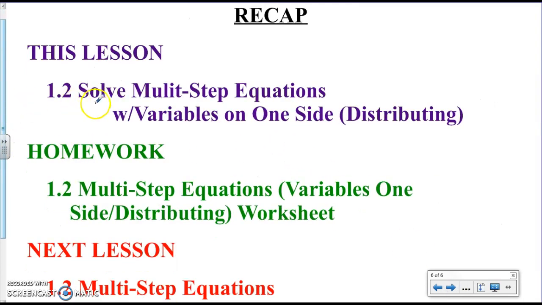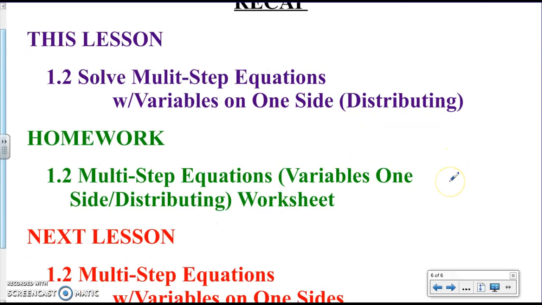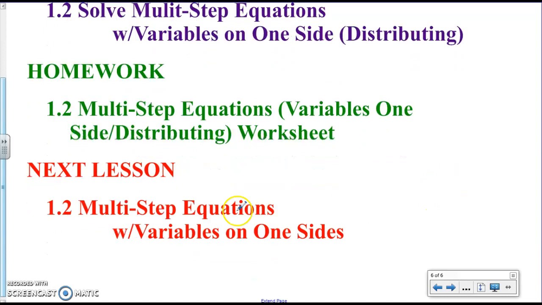Okay, again, just a reminder, we talked about solving multi-step equations with variables on one side. We had to distribute for that, so that's what you'll be doing on your homework. We also have a little bit of review on there. The next lesson, next video, eventually, will be with variables on both sides. We won't get there yet.